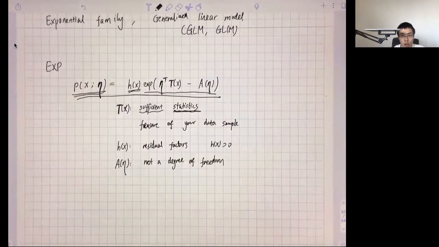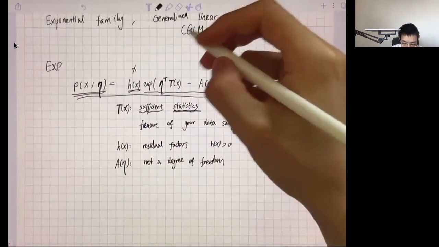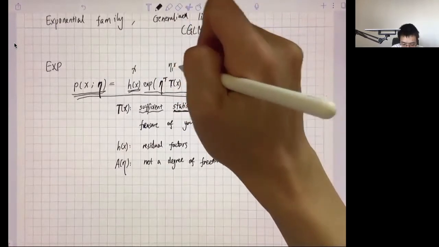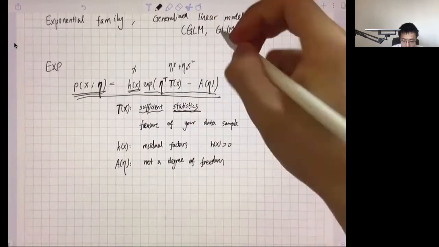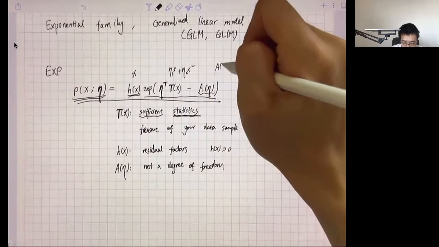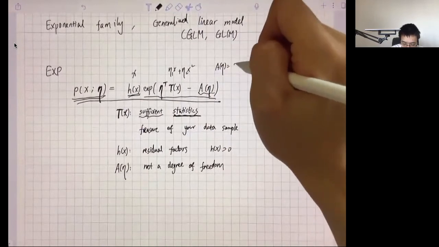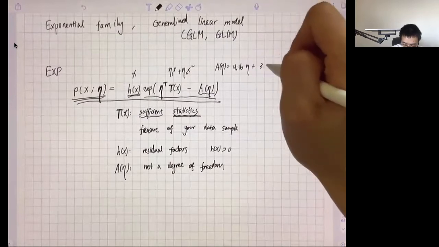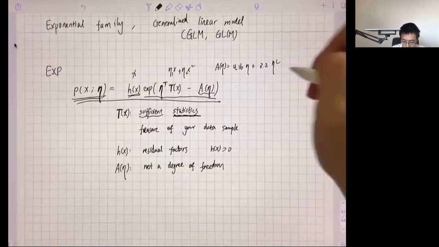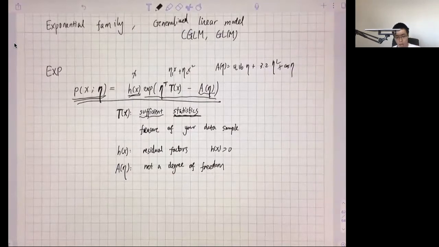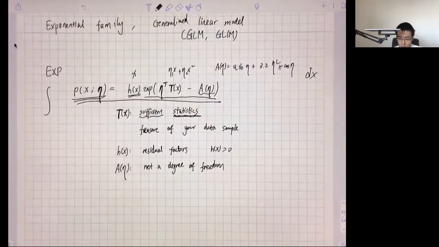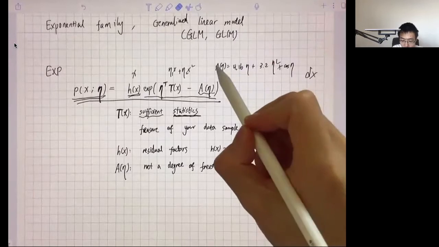But it's not necessarily normalized, right? So suppose I say h of x is x, and the sufficient statistics is x and x squared. Then I have eta 1 x plus eta 2 x squared. Then I say if I design my A of eta as, for example, 4.16 eta plus 3.2 eta squared plus cosine eta, okay? And when you integrate this term with x, it does not integrate to 1, right? So that's why you have no right to define A of eta.